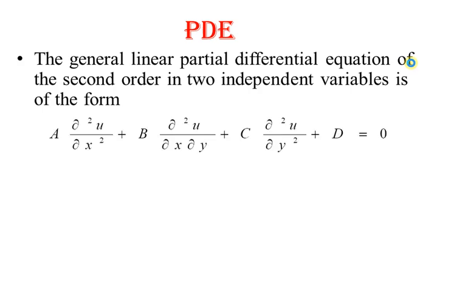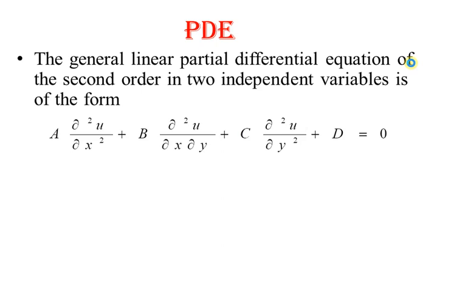is given in the form of a ∂²u/∂x² plus b ∂²u/∂x∂y plus c ∂²u/∂y² plus d is equal to 0, where a, b, c are functions of the independent variables x and y. d is a function of x, y, u and the first derivatives of u.